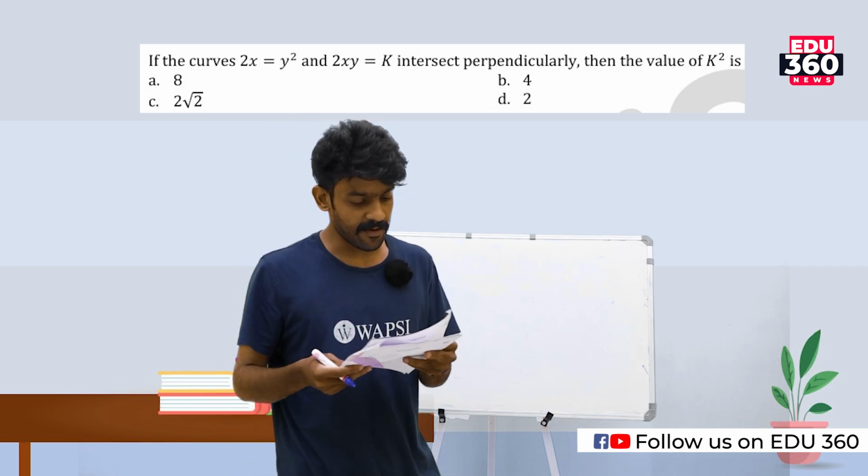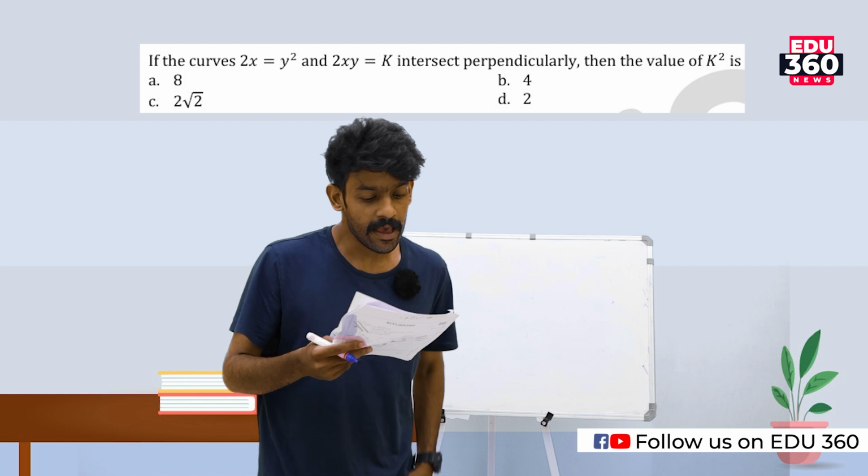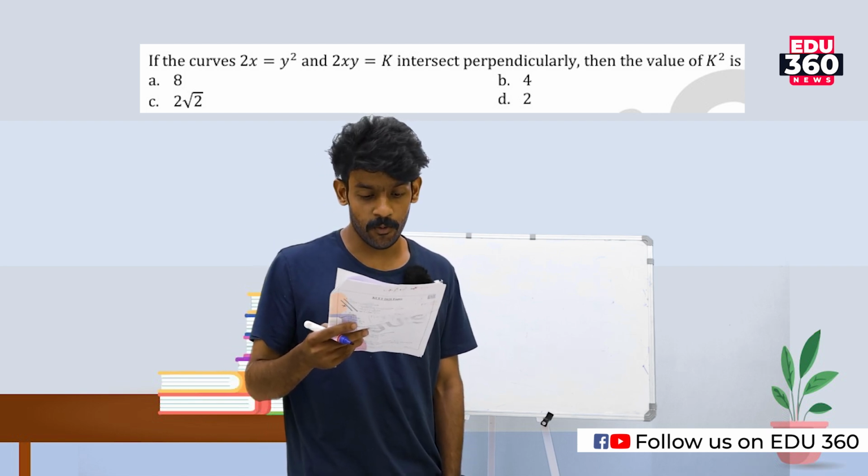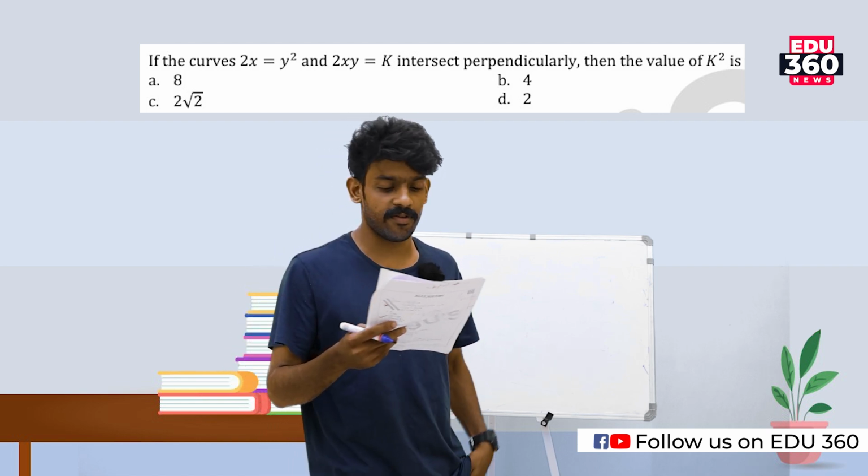The question is given that, look at the question, if the curves 2x is equal to y square and 2xy is equal to k.